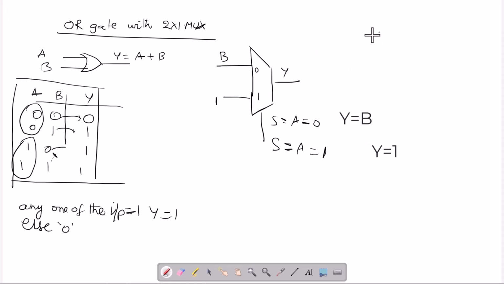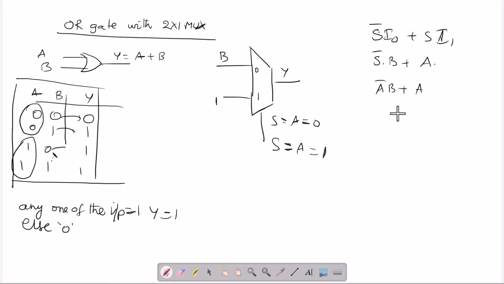So it is Y, and you can implement the logic expression here. Generally the logic expression is S bar into I0 plus S into I1. So S bar into I0, I have given B, plus S is A and I1 is nothing but 1 here. Instead of S bar you can put A bar B plus A. So this expression can be written as A plus A bar into A plus B. This way you can write here.